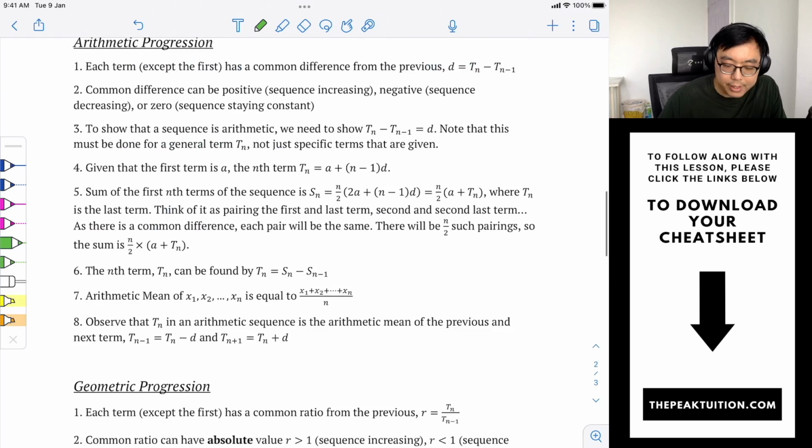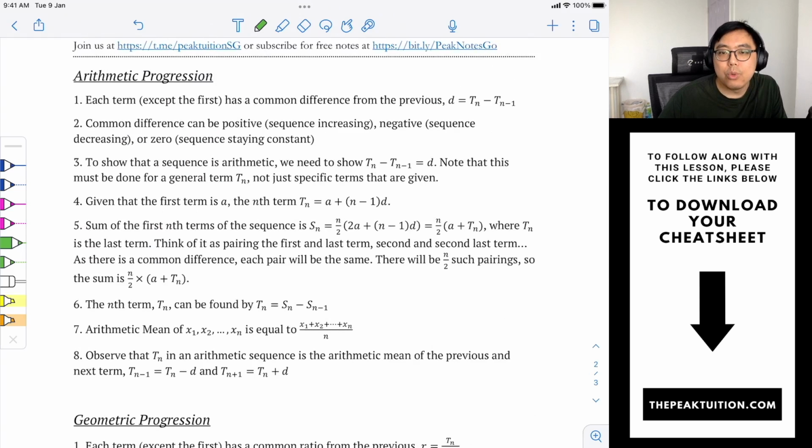Okay? So we move on to examples of these summations. First one being arithmetic progression. So arithmetic progression means that each term is bigger than the previous by the same amount. Okay? In a more mathematical way, it has a common difference from the previous. So whichever term you have is bigger than the previous term by d, which is a difference.